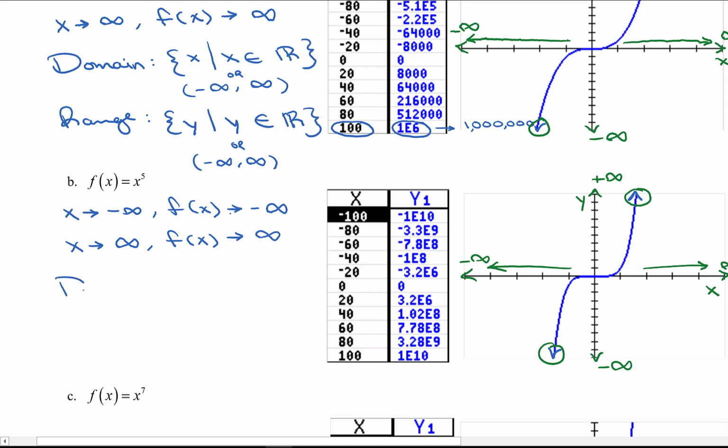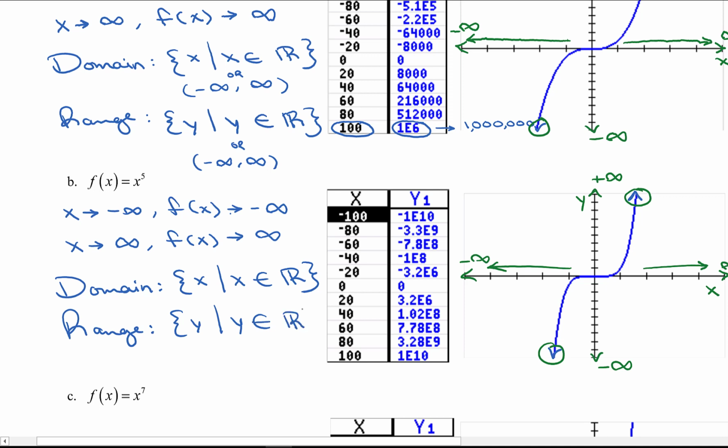And our domain is going to be the set of all reals, the set of all x such that x is an element of the set of real numbers. And our range is going to be the set of all y such that y is an element of the set of real numbers. f of x is equal to x to the 7th power. Same thing.